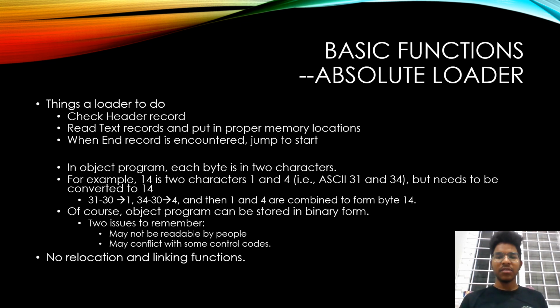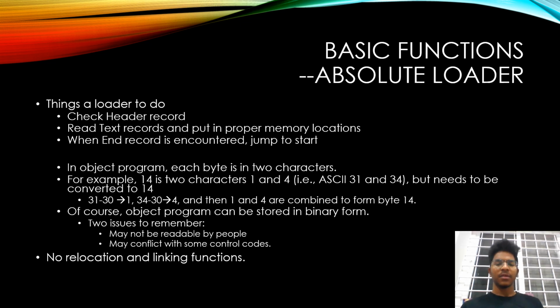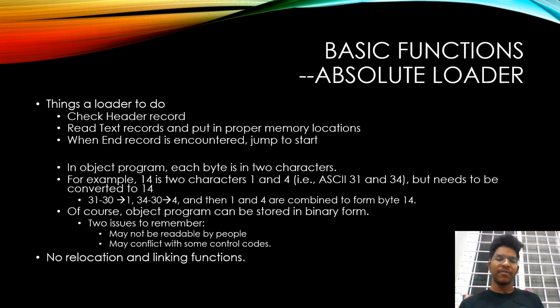Basic functions: the absolute loader. Things a loader has to do: check the header record, read the text records and put them in the proper memory locations. When the end record is encountered, jump to the start. In an object program, each byte is in two characters. For example, 14 is two characters, 1 and 4, but needs to be converted to the byte 14. 31 converts to 1, and 34 converts to 4, and then 1 and 4 are combined to form the byte 14.